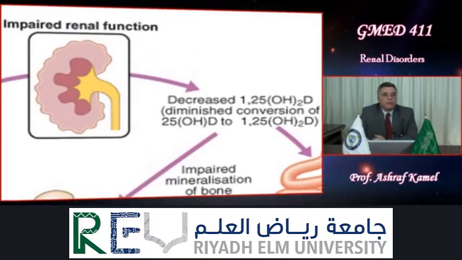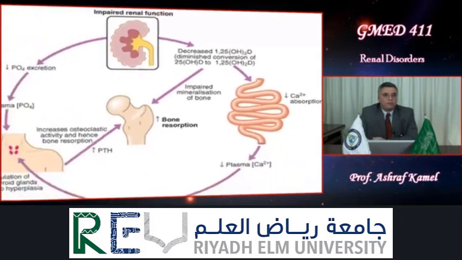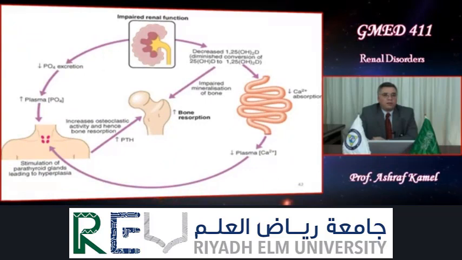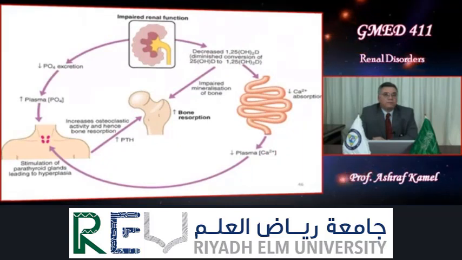The decreased vitamin D leads to decreased calcium absorption from the GIT and impaired mineralization of bone with increased bone resorption. And this decreases the plasma calcium. The increased bone resorption and the decreased plasma calcium are a stimulus for the parathyroid gland to release the parathyroid hormone, and this increases the plasma phosphate. Also, the impaired renal function decreases the phosphate excretion, and this leads to increased plasma phosphate, which is another stimulus for the parathyroid gland to release parathyroid hormone that leads to bone resorption.